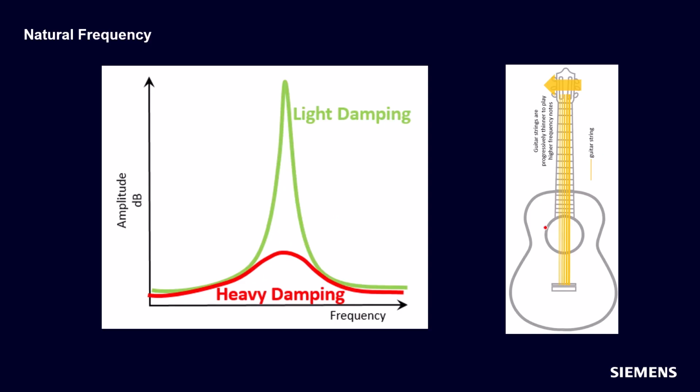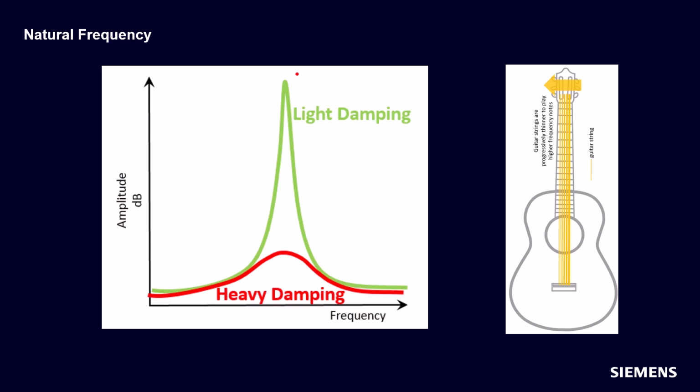So if you have a guitar string, for example, you imagine you pluck a guitar string, it's going to vibrate at its natural frequency, which is a property of the stiffness and the mass of that guitar string. Now, when it's vibrating and it's really resonating, we have a sharp peak. That peak occurs at a specific note or frequency. In our case, that was the 610 hertz.